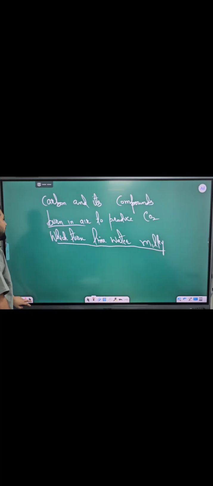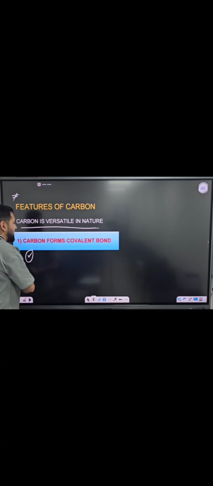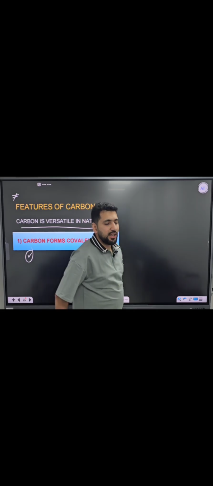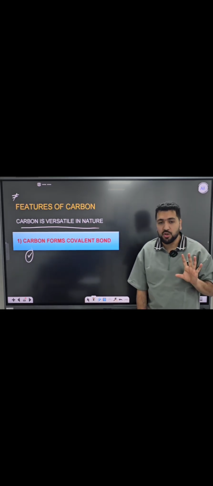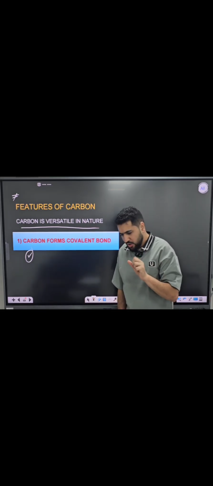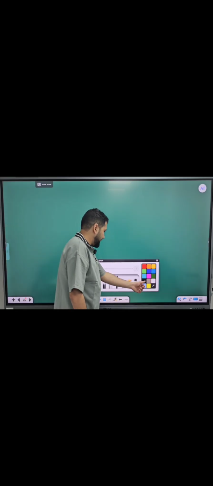Now guys, let's move ahead. Let's directly discuss the features of carbon. We know that carbon is versatile in nature, and the first point about carbon is that carbon forms covalent bonds. Now guys, what is a covalent bond? That we need to understand, which is one important point. Let us discuss the concept of covalent bond in detail. Clear? Let me write down the definition of covalent bond first.